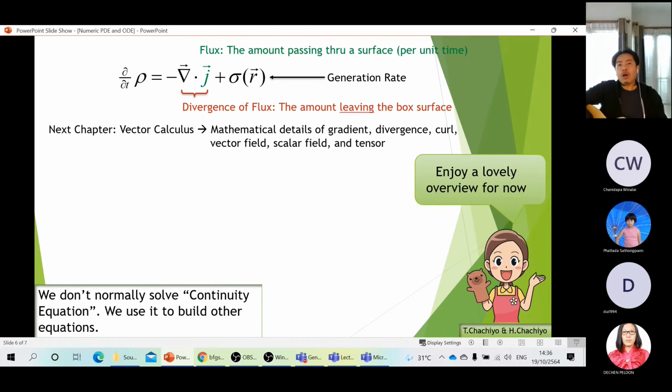Now you are going to see in this lecture so many monsters in calculus. You're going to see gradient, divergence, curl, vector field, scalar field, and tensor, and so forth. We're going to talk about this in the next chapter. But for now, we focus on the meaning. So do enjoy a lovely tour for now.